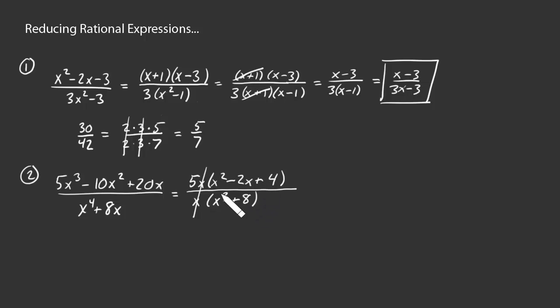Okay? The top looks like a trinomial. We could maybe try to factor it into the product of two binomials. But before we do that, look at the bottom. Isn't that instantly recognizable as something that factors? That's a sum of 2 cubes, right? That's x cubed. That's 2 cubed.